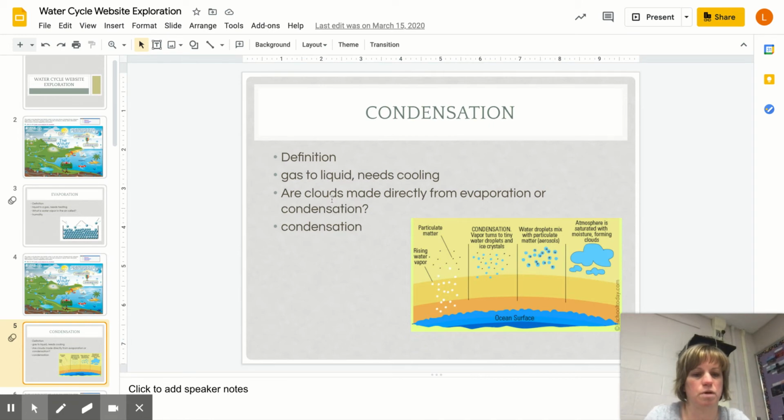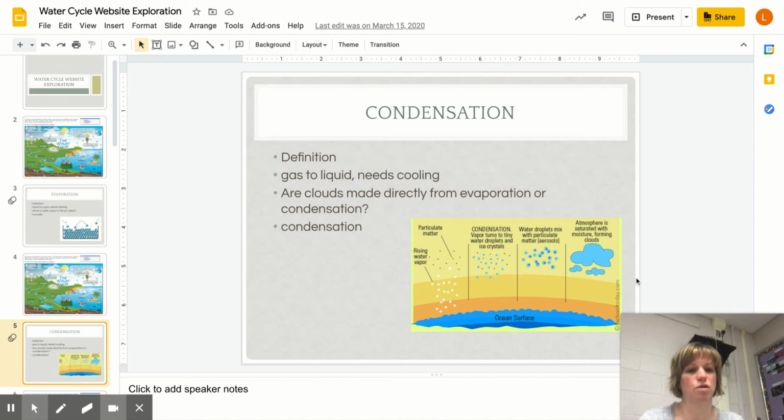Now, this is a super important question, and one that honestly students historically have struggled with. Clouds are not made directly from evaporation. They're made from condensation. And think this through. What comes out of clouds? Well, rain and snow. Not a vapor, right? They're made of either liquid or ice if they're high enough elevation.